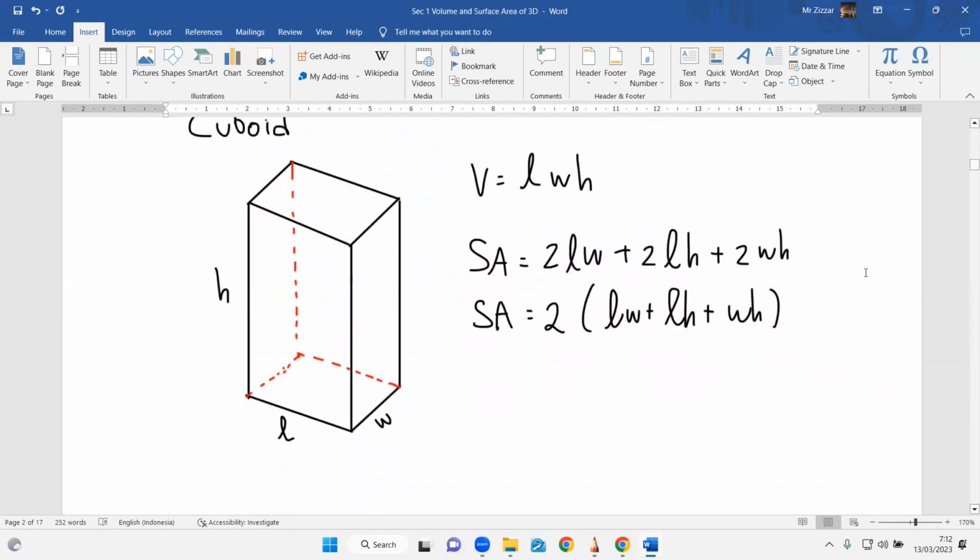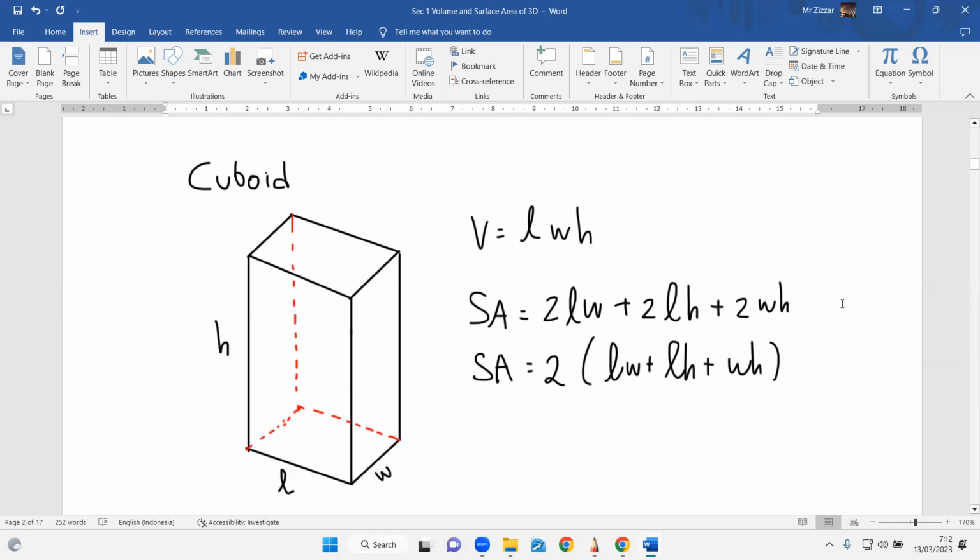Next, cuboid. Cuboid is also the same, but different in the dimensions. At least one length is different. It is called a cuboid. So volume is length times width times height. And the surface area, we have 2 length width, 2 length height, 2 width height. It means front and back, left and right, and top and bottom. Each side has 2.